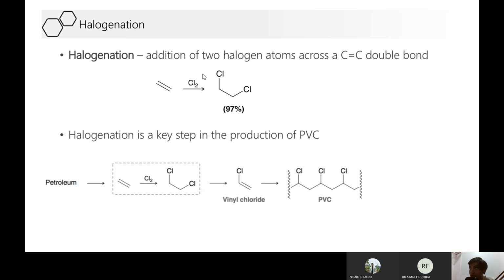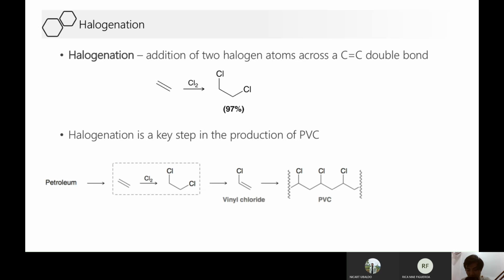Okay? So, this is one step in making plastics such as polyvinyl chloride, or PVC, no? So, yun yung ating mga reactions dyan. Pakita natin yung steps, no? Meron ba dito?